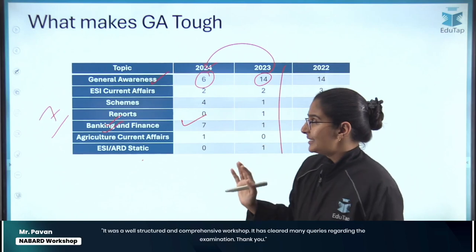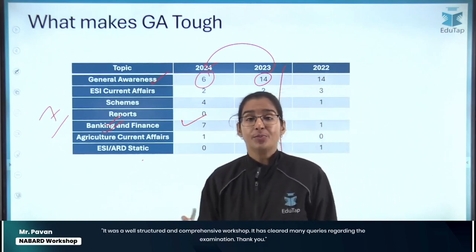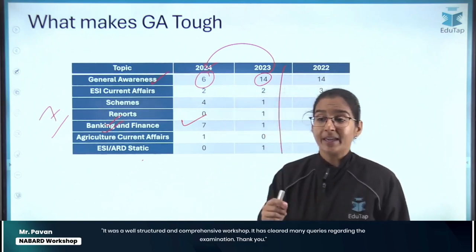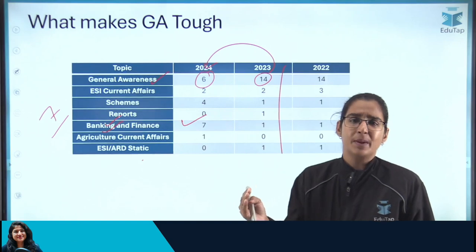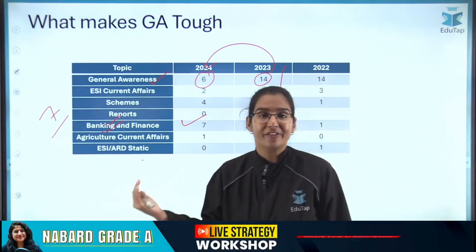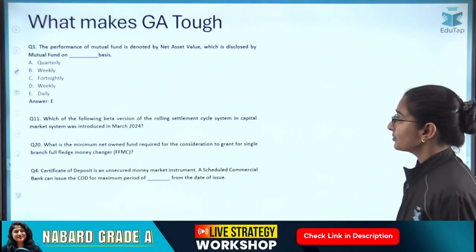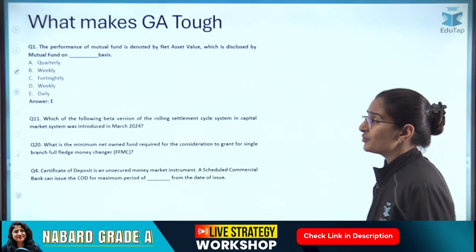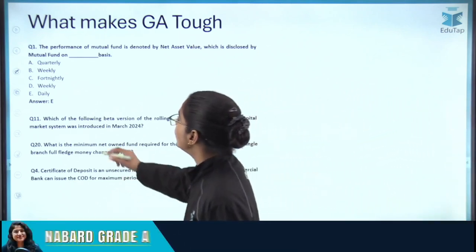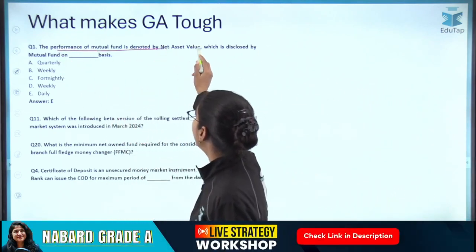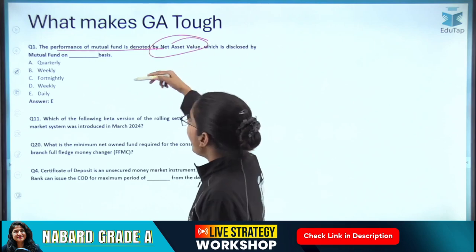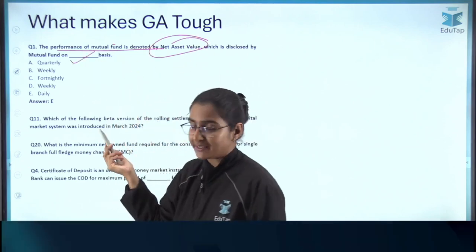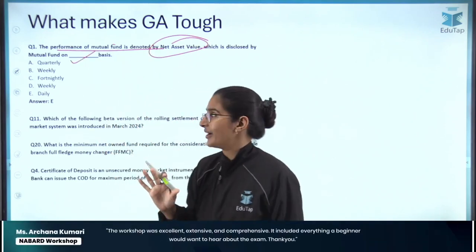Now, let us see what were the kind of questions which made this paper so tough, and which have always made this paper so tough. Why is GA so difficult in NABARD? So these were the questions from the finance part. The first question says the performance of the mutual fund is denoted by the NAV, and this is disclosed on what basis? A static question from the finance part.